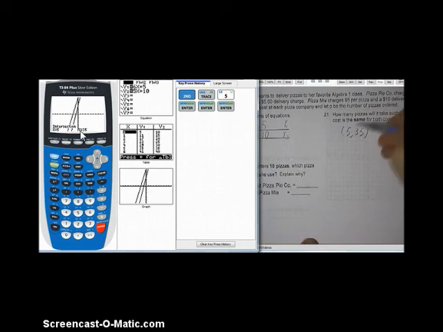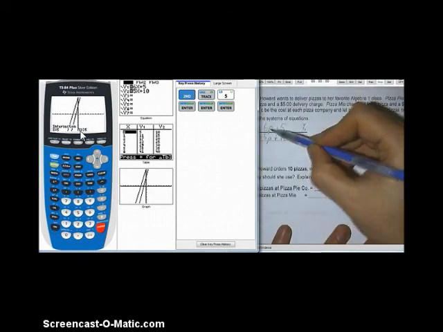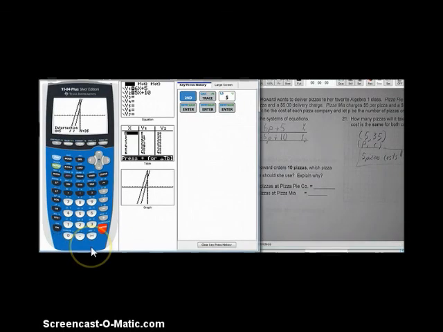We've got to know what it means. Now, we said earlier that the P was in the X position, so that means that this is going to be P, and 35 is C, so that means that 5 pizzas cost $35, and that is where the intersection would have taken place. Now let's go ahead and take a look at number 20.